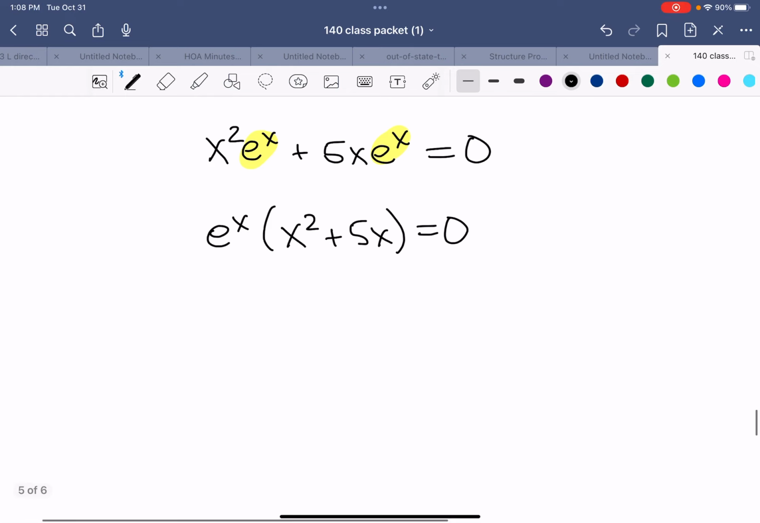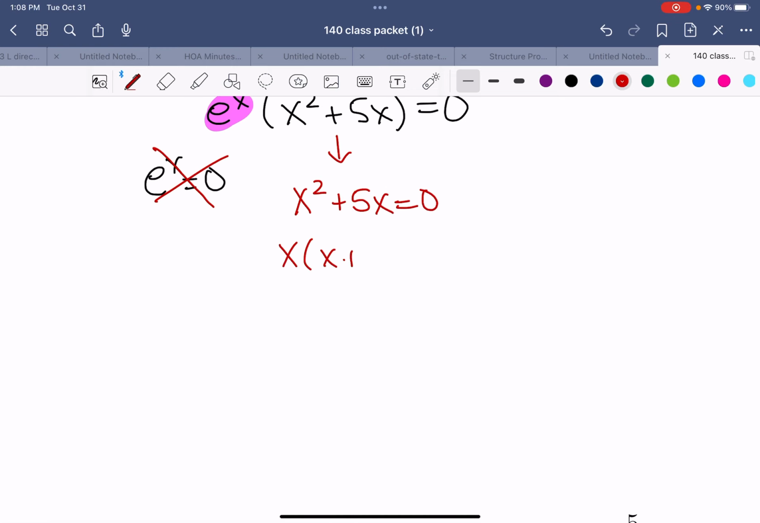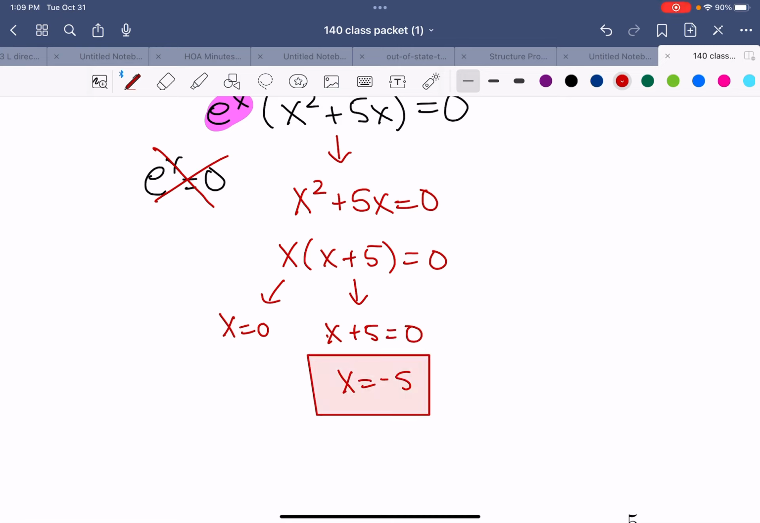Now, normally, we can set each piece equal to 0. But if we were to set the exponential equal to 0, we wouldn't get any solutions here because we know that the e to the x graph does not cross the x-axis. So there is no value that makes it 0. So we would then want to set this one equal to 0. And this is still quadratic, so we're going to go ahead and factor out an x. And this is going to give me x equals 0. And this one will give me x plus 5 equals 0, or x equals -5. And those are my two solutions.